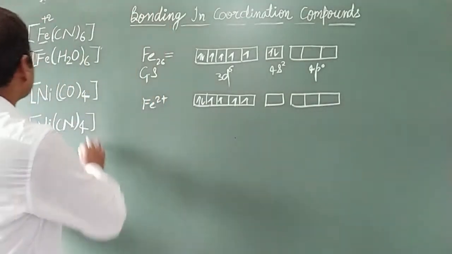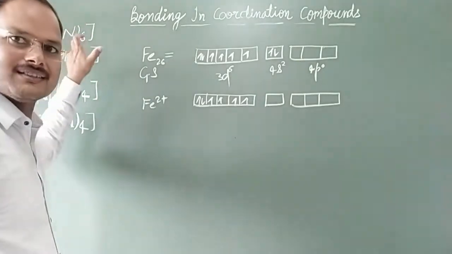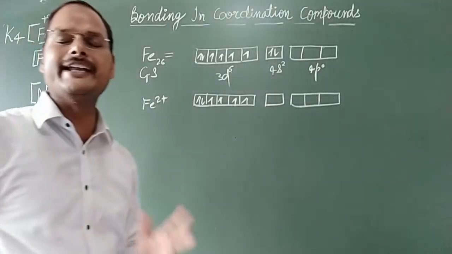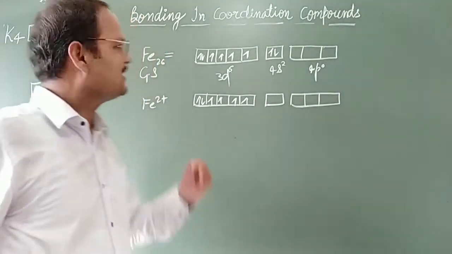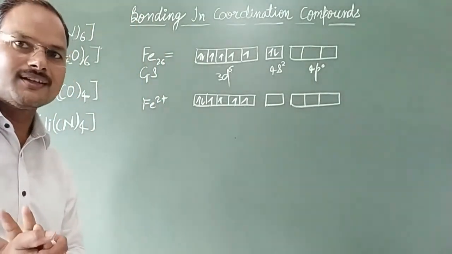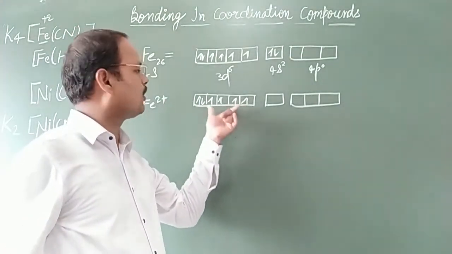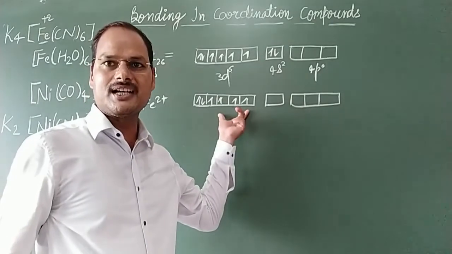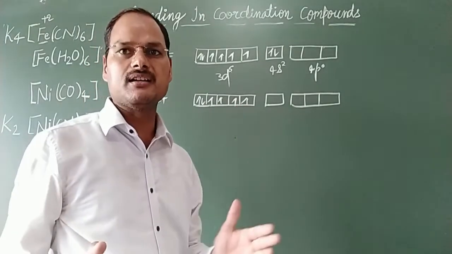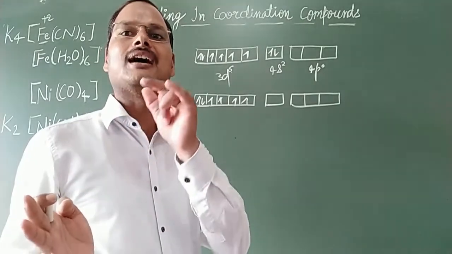Now, in case of this compound, the ligands are cyanide, cyanido, and CN is a strong ligand. Therefore, these electrons present in the orbitals of 3d, which are unpaired, become paired due to the repulsion of CN ions.